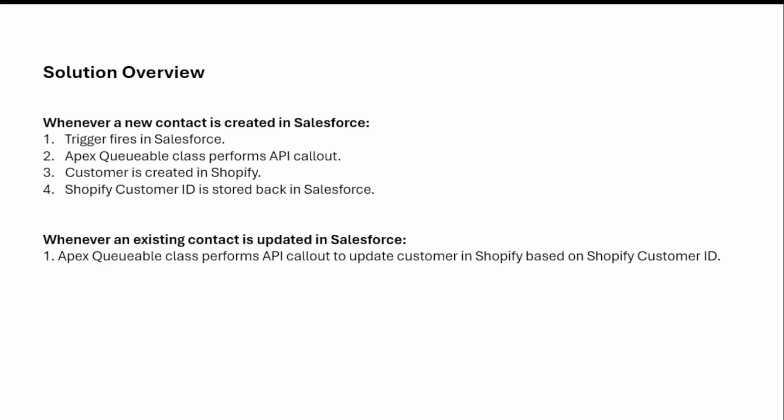Whenever a customer is created in Shopify, it will also create a customer ID, like we have the record ID in Salesforce, right? That customer ID we need to store back into Salesforce as well on the contact record, so that whenever we update the contact record, it will know which customer to update in Shopify. It also works for the update. If you update the same contact in Salesforce, it will do the callout again and update the same customer in Shopify as well, so that the data will be consistent across the platform.